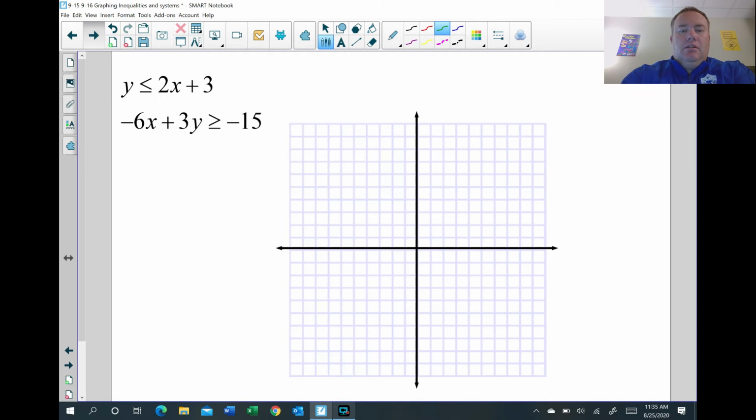All right, next one. y is less than or equal to 2x plus 3. Let's graph that one. So starting off with y-intercept of 3, slope of 2 means up 2 to the right one, up 2 to the right one. The less than or equal to part, the equal to part tells you you're going to have a solid line. Let's draw a solid line.